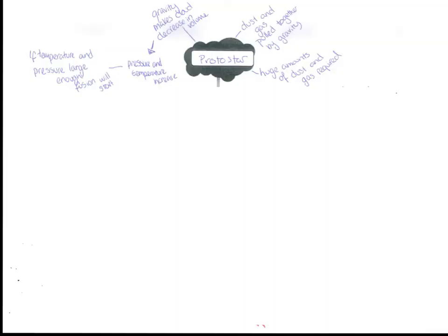So we're talking about the life cycle of a star, and in order to make a star, first of all we need a protostar. This is a huge cloud of dust and gas in space, and the gravity between the atoms in the cloud pulls all the atoms together. That makes the cloud get smaller. That increases the pressure and temperature of the cloud, and if we can get that temperature and pressure large enough, we'll then have fusion starting to occur. But this only happens if the cloud is big enough.